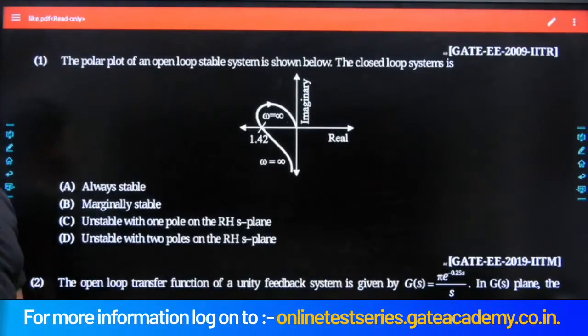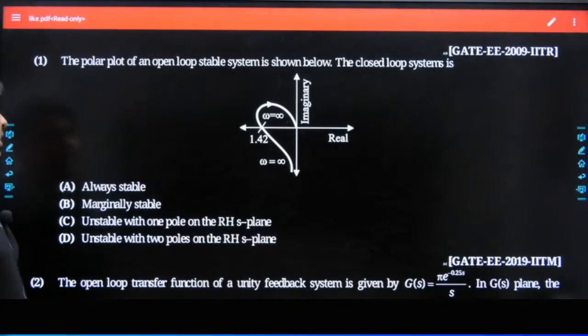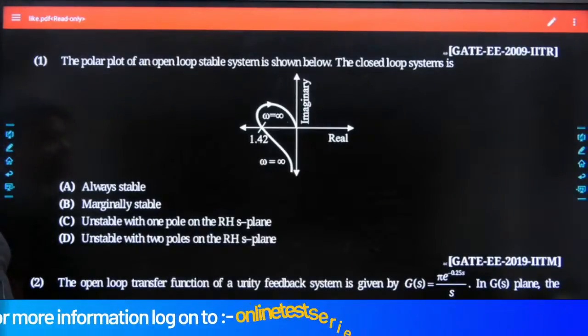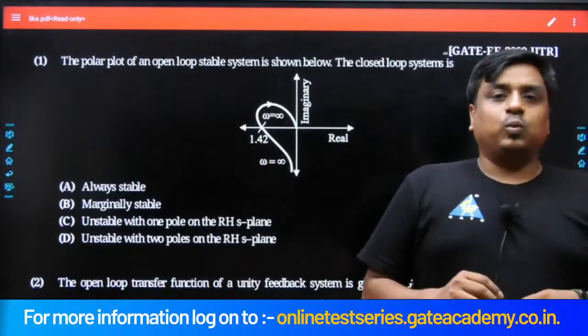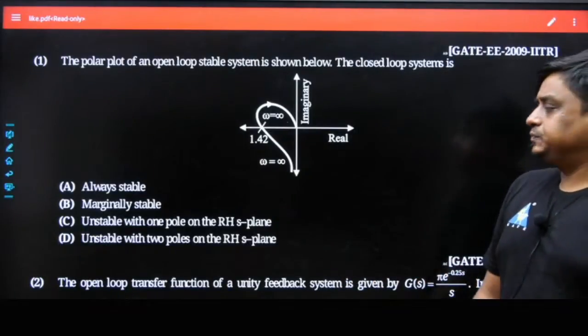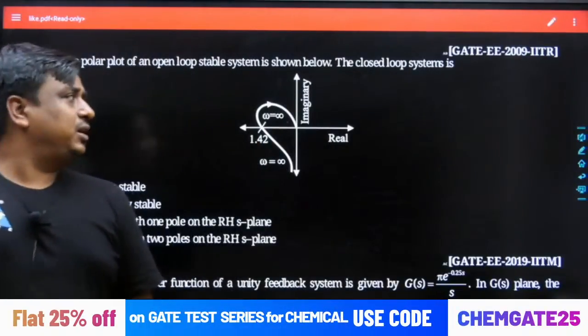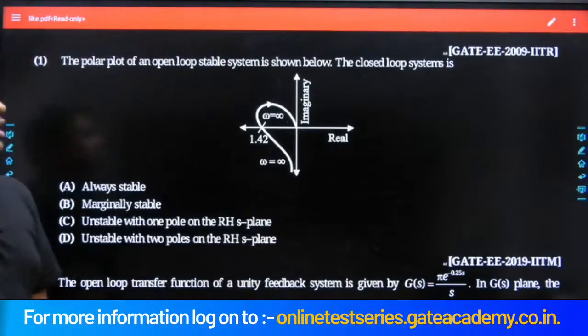The four different options attached along with this problem are: always stable, marginally stable, unstable with one pole on the right hand side of the S-plane, unstable with two poles on the RHS plane. So tell me, what could be the best answer which we can retrieve after solving this complete problem? Read the problem carefully. This problem should not take more than 90 seconds to crack. Read the problem carefully and tell me what would be the best answer according to you guys.